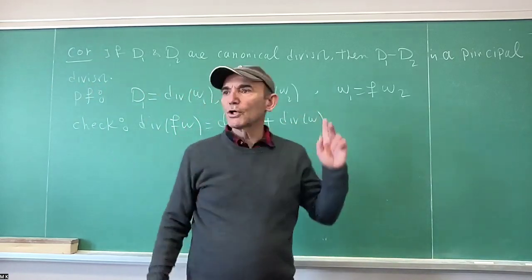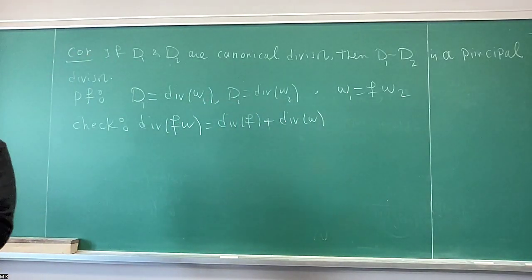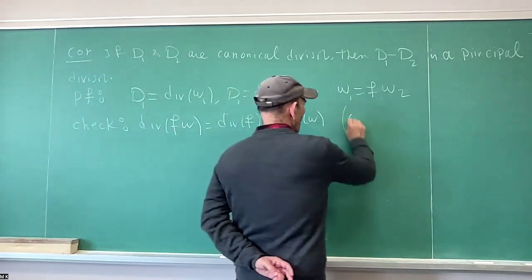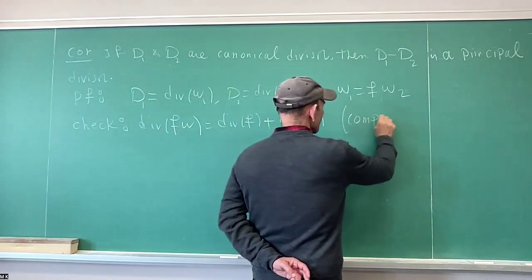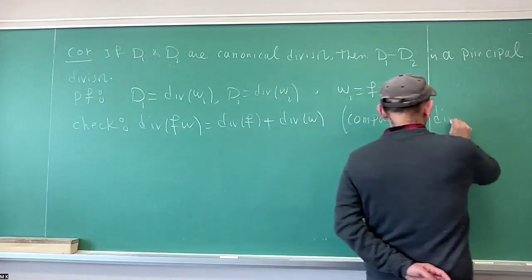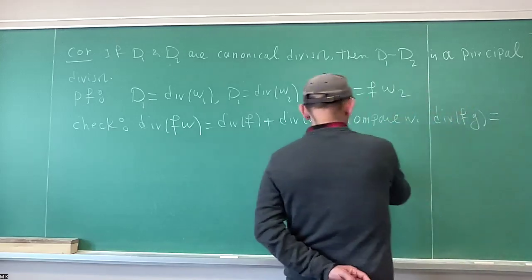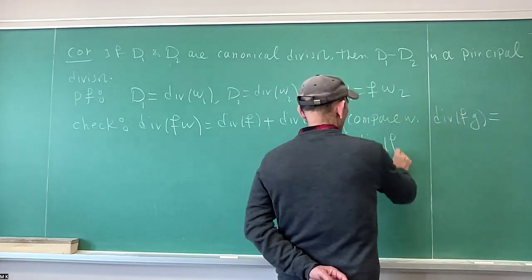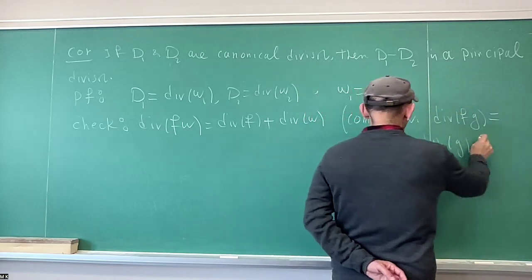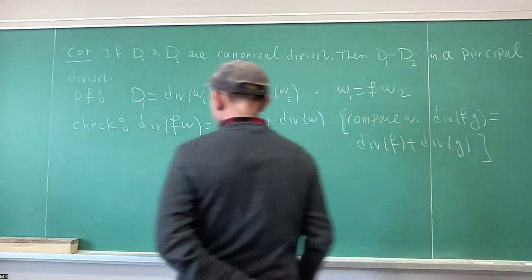Of course, we had a similar result for the product of two functions. The divisor of fg is equal to the divisor of f plus the divisor of g, right? So you have to compare with that: the divisor of fg is equal to the divisor of f plus the divisor of g. So it's exactly like that, and the proof is the same.